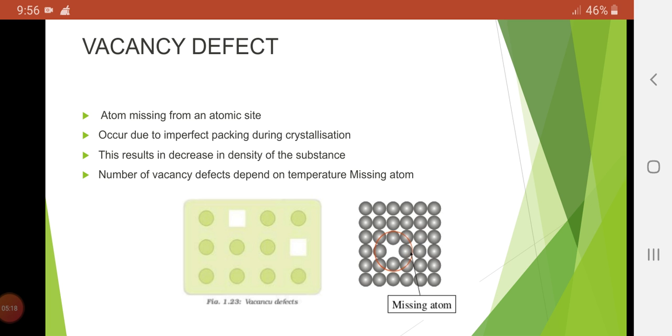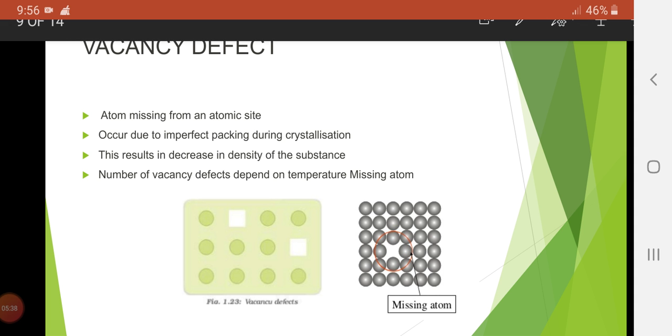Actually there are trillions of atoms, and they can be missed, so its density and mass will be decreased. Trillions of atoms can be missing from a crystal. It will not be one atom, it will be trillions of atoms. That's why its mass and density will be decreased or reduced.